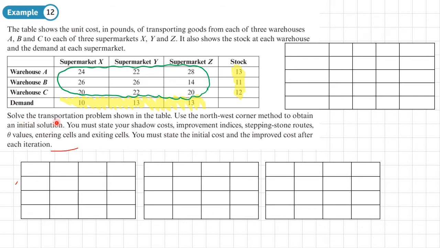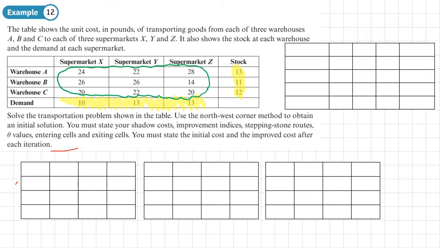Now it says, solve the transportation problem shown in the table. Use the northwest corner method to obtain an initial solution. You must state your shadow costs, improvement indices, stepping stone routes, theta values, entering cells and exiting cells. You must state the initial cost and the improved cost after each iteration. So we're basically putting all of those different steps together to find an optimal solution to the transportation costs.